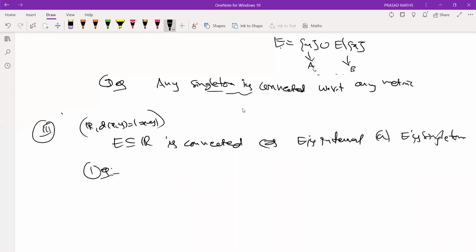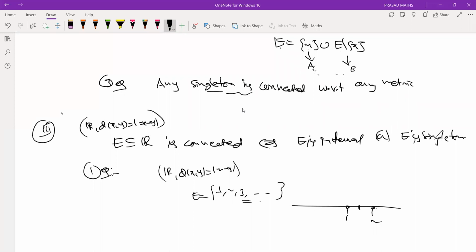What is meant by an interval? Suppose you start with R with the usual metric. Suppose you take 1, 2, 3, 4 going on. Is it an interval? No, because what is the definition of interval? Take any two points in a set; any point lying between them should be a point of the given set. Here these two points are elements of the set E, but if you take the midpoint, it is not a point of E. Therefore, it's not an interval.